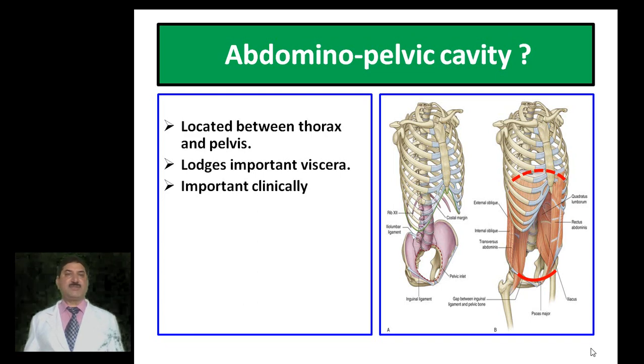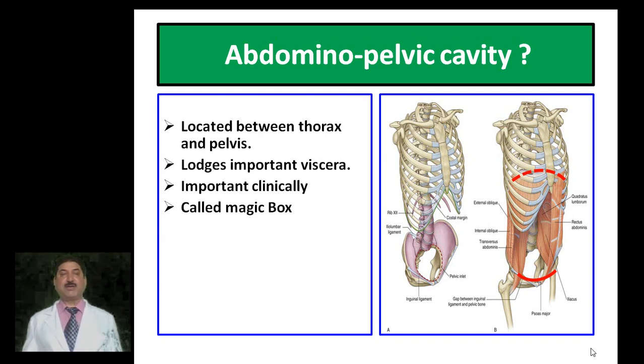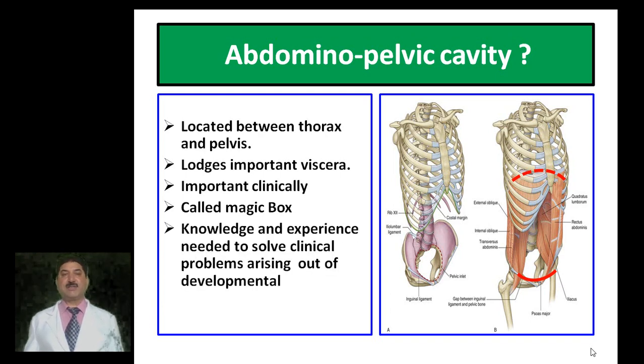The abdominal cavity is located between the thorax and pelvis. It lodges important viscera. It is important clinically, and clinicians call it a magic box because most of the time pre and post operative diagnoses are different. Knowledge and experience are needed to solve clinical problems arising out of developmental anomalies.